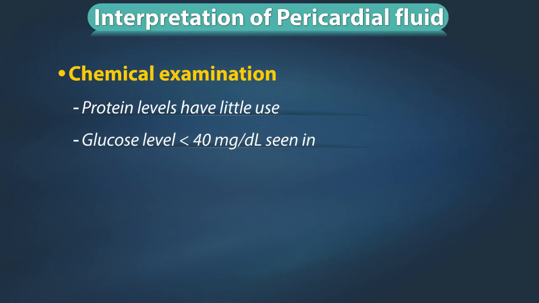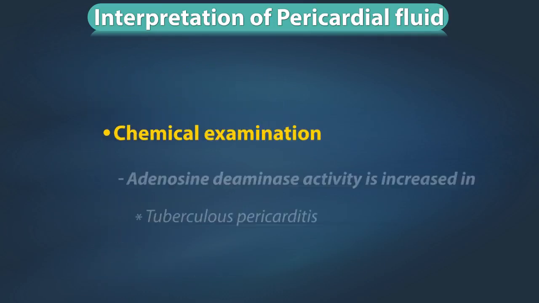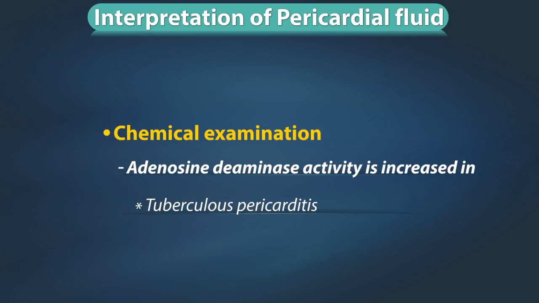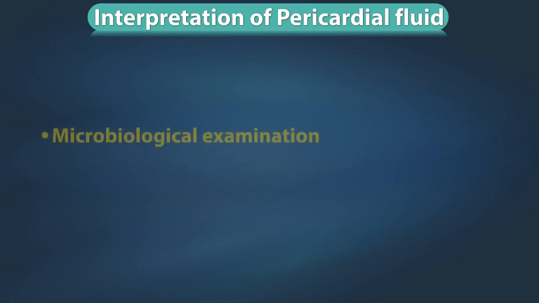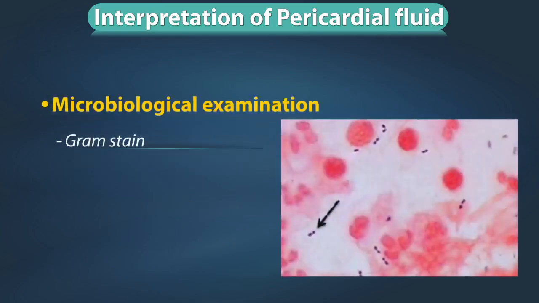Glucose level less than 40 milligrams per deciliter can be seen in bacterial, tubercular, rheumatic, and malignant effusions. Adenosine deaminase activity is increased in tubercular pericarditis. Microbiological examination. Gram stain may be positive in 50% of bacterial pericarditis, whereas culture may be positive in up to 80% of cases.